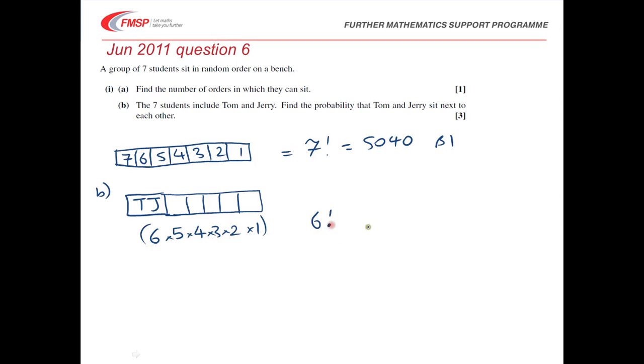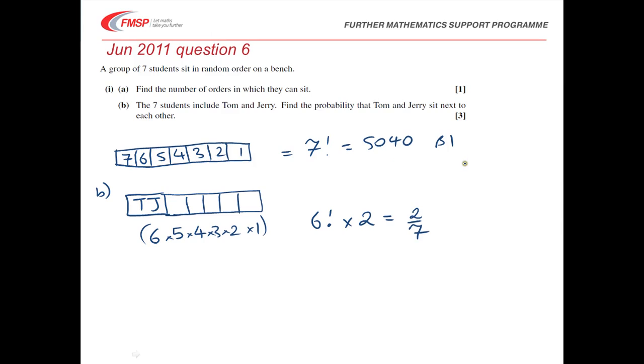Now the interesting thing is, they just say they have to sit next to each other, so you could have either TJ or JT. So in fact there are twice as many options as we've stipulated here. Okay, so it's 6 factorial times by 2. And again, if you simplify all of that, we're going to end up with 2 over 7.